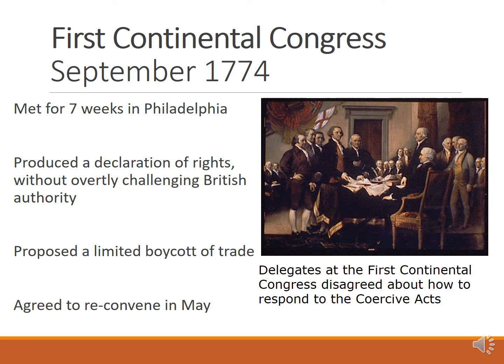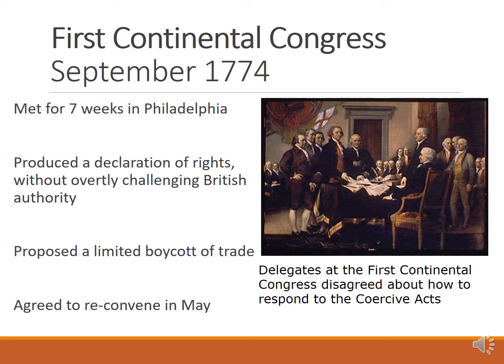So this is eventually going to lead to the First Continental Congress being assembled. This will happen in September of 1774. This is where the representatives from the colonies came together to discuss what to do about the Intolerable Acts and the behavior and the aggression that the British government was asserting, particularly over the colony of Massachusetts. They met for 7 weeks in Philadelphia.